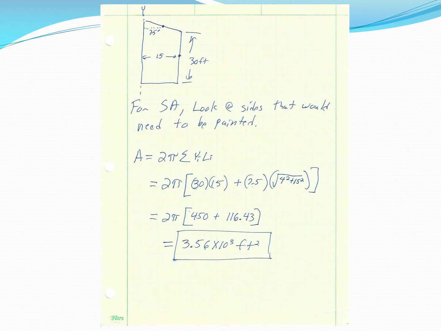Remember our original triangle? 15 feet was the bottom side, the way it's drawn here, and 4 feet was the piece on the far left-hand side. That's the length there. Plug in all those values, and we find that the surface area based upon Pappus and Guldinus is 3.56 times 10 to the 3rd square feet. Surface area is square feet, and the last one was a volume.